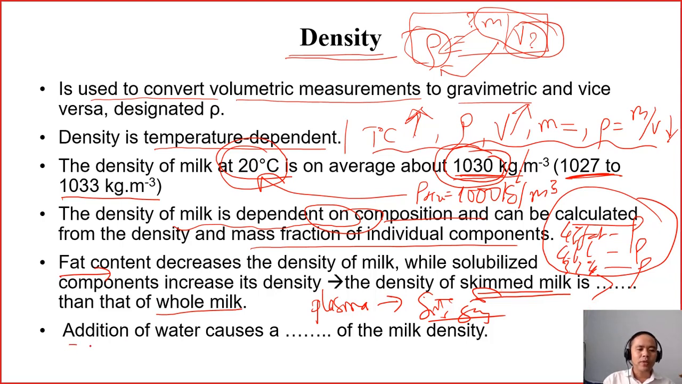What happens if we add water into milk? What happens with density? What do you think? The density of milk is 1030. The density of water is 1000. So when we add water into milk, then actually we reduce the density because we add the lighter component.